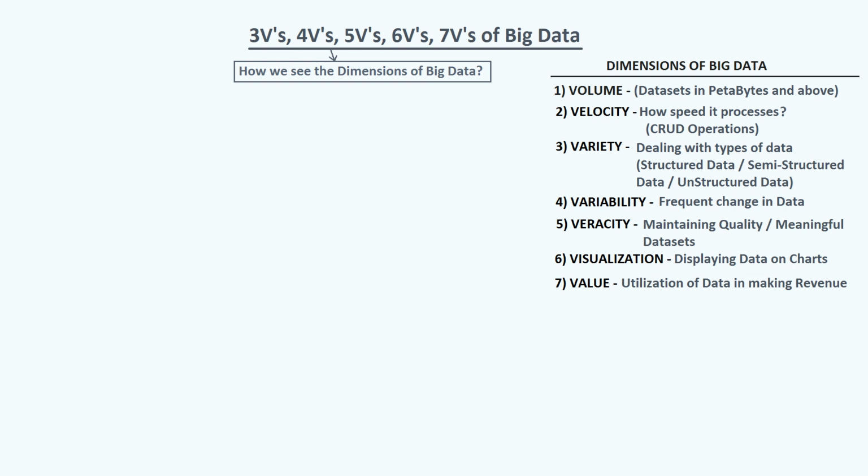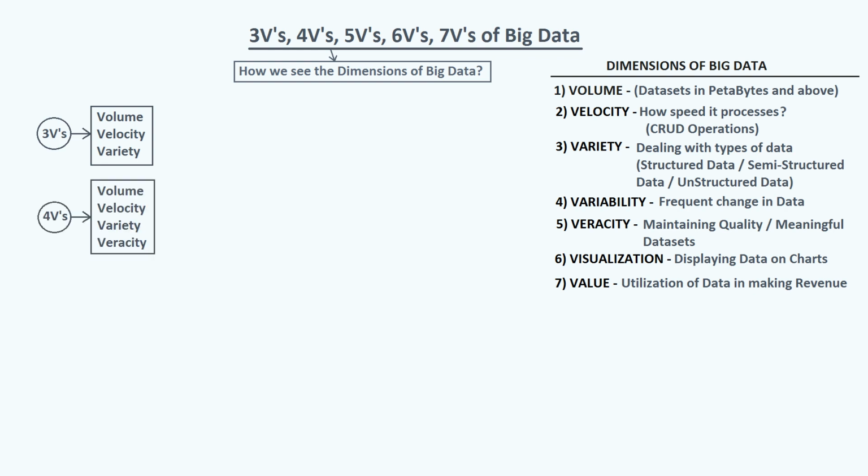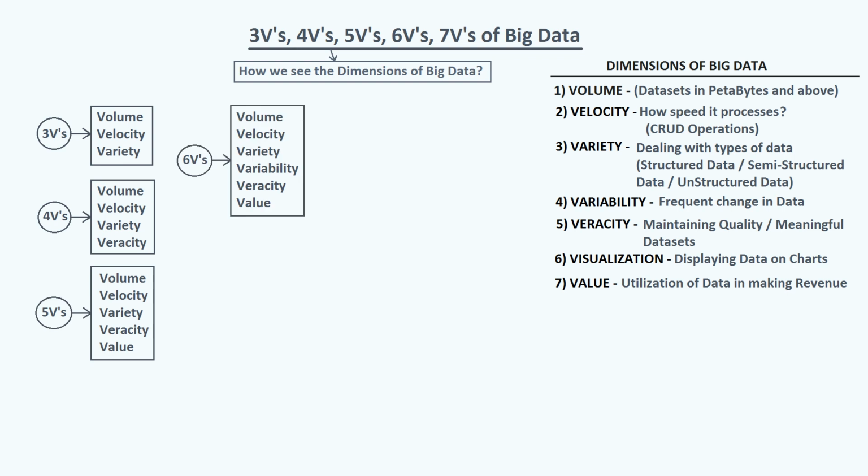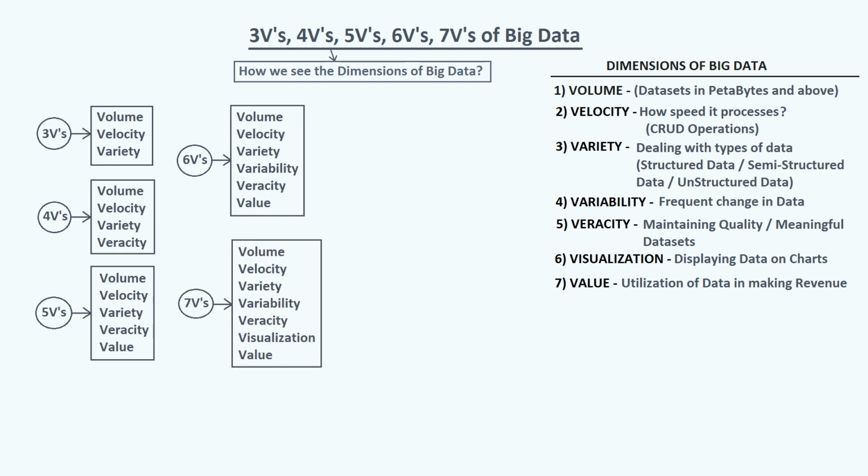Big data market started in the year 2005, and during that time only 3 V's, volume, velocity and variety, were considered as a measure for big data. Next, 4 V's: volume, velocity, variety and veracity are considered. Next, 5 V's: volume, velocity, variety, veracity and value are considered. Next, 6 V's: volume, velocity, variety, variability, veracity and value are considered. And by 2021, 7 V's: volume, velocity, variety, variability, veracity, visualization and value are considered as the dimensions of big data.